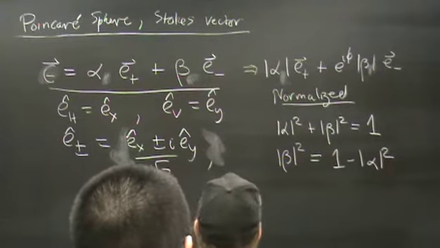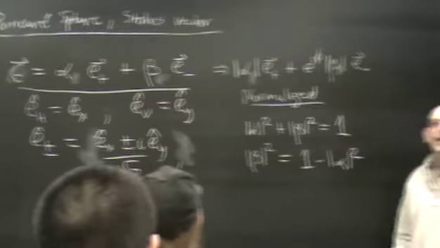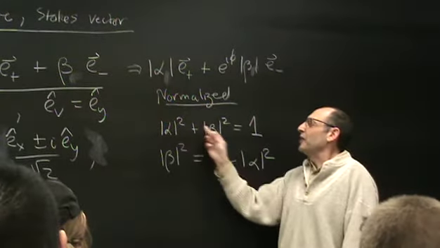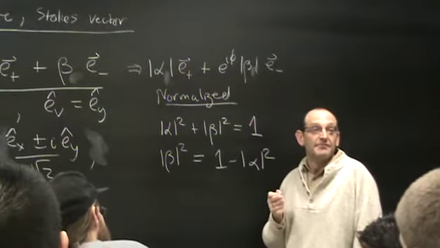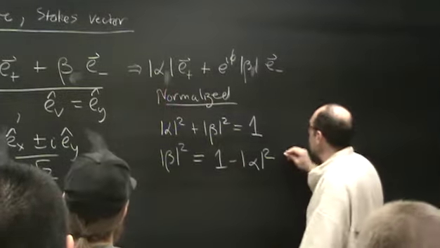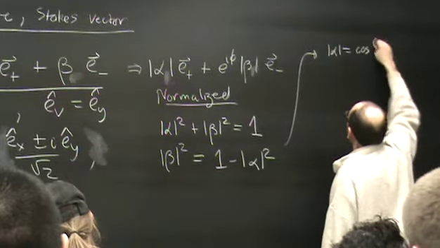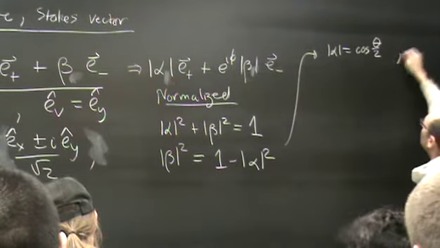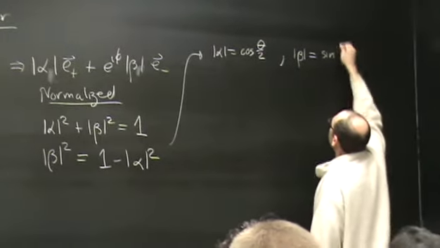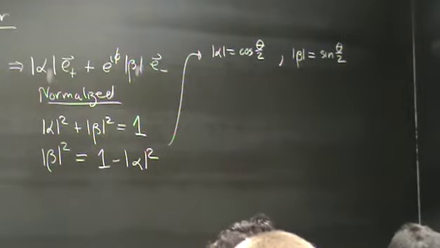And in fact, the fact that the magnitude of alpha and the magnitude of beta, when squared, add to 1 means that there's a natural parameterization. You know, cosine squared plus sine squared is 1. So I can specify alpha and beta by an angle. And by convention, we define the magnitude of alpha as cosine of some angle theta over 2, for reasons that will become clearer in a moment. And the magnitude of beta is then sine of theta over 2.